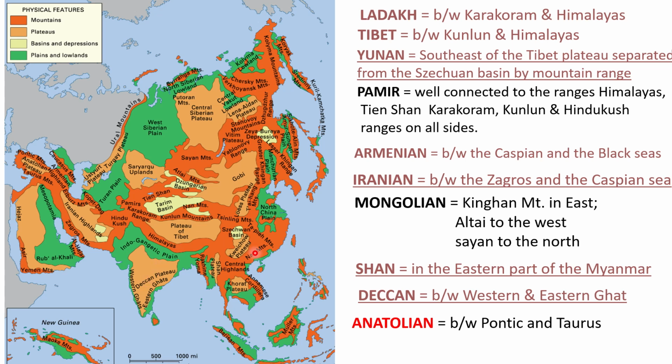Anatolian Plateau. This plateau is present between the Pontic and Taurus region. ये रेंज जो आर्मीनियन नॉट से रेडिएट हो रही है पॉन्टिक माउंटेन्स, और ये है टॉरस माउंटेन रेंजेस. इन दोनों रेंजेस के दरमियान एक प्लेट्यू है जिसे कहते हैं एनाटोलियन प्लेट्यू.